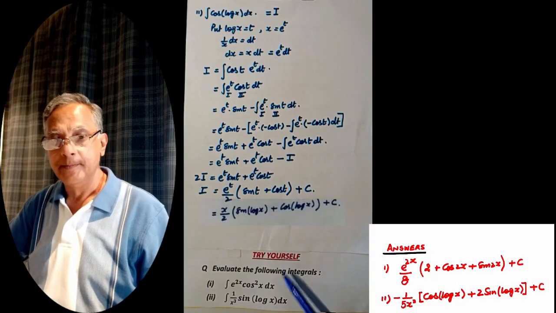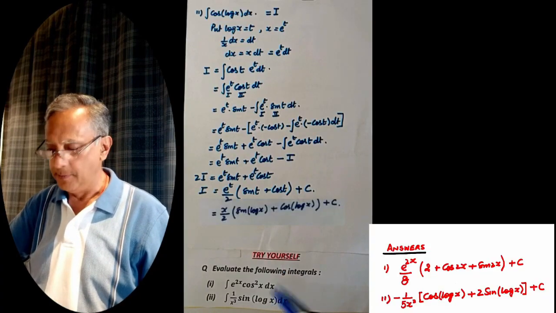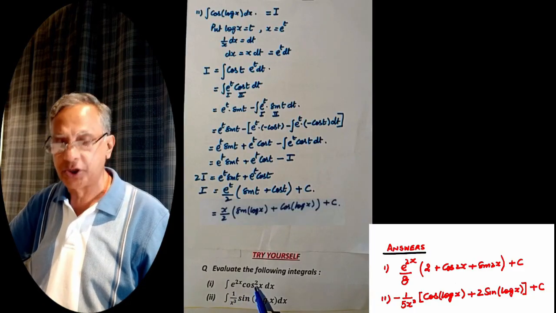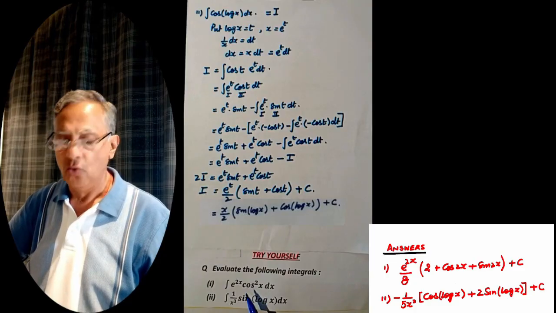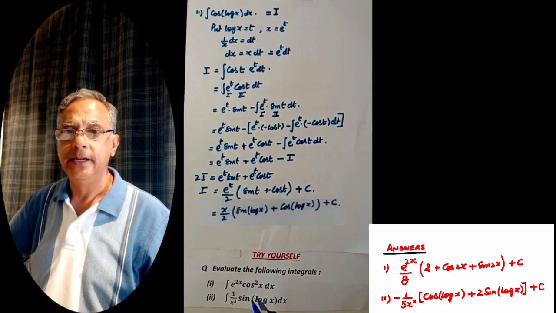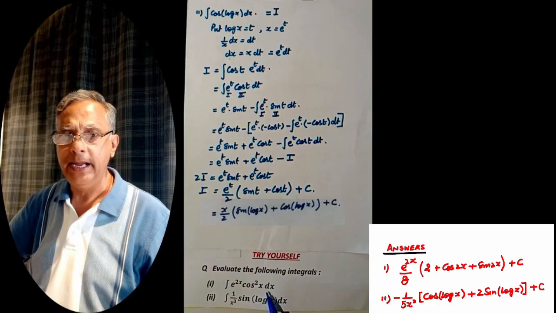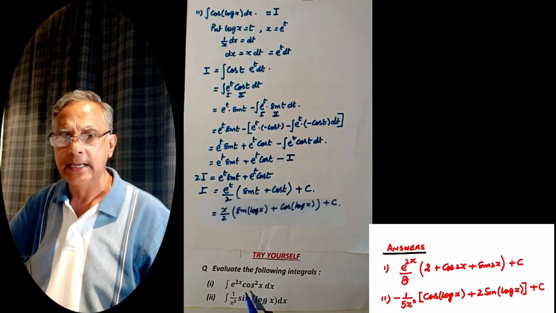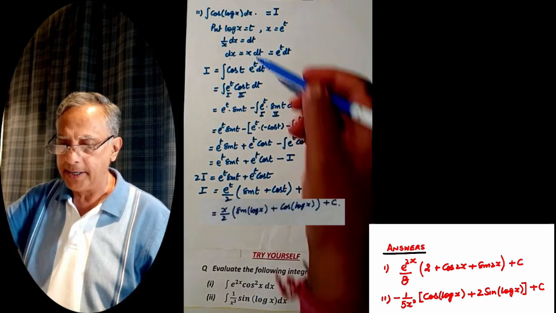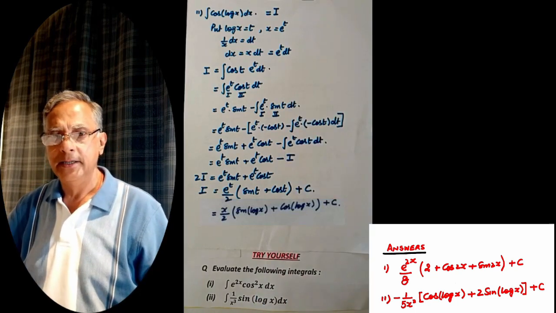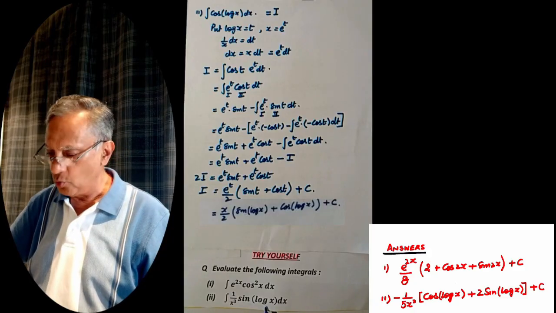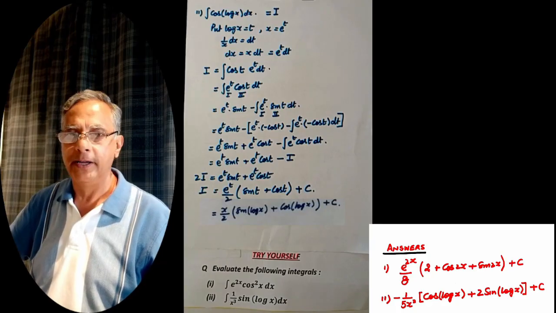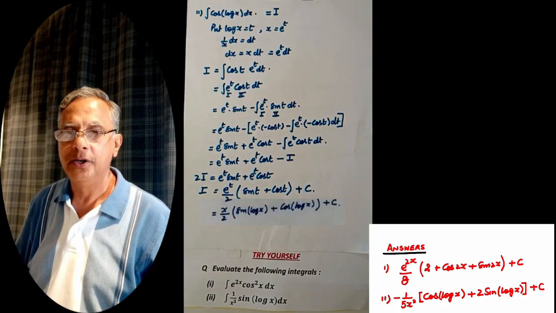Now you can try these questions on similar lines. In this, what we will do is we will change cos square x into 1 plus cos 2x by 2. Separate into 2. First will be a simple integral e to the power of 2x, and second can be done by integrating twice by parts and transpose. And in this question, what we will do is we will put log x equal to t and simplify. You can try these two yourself.